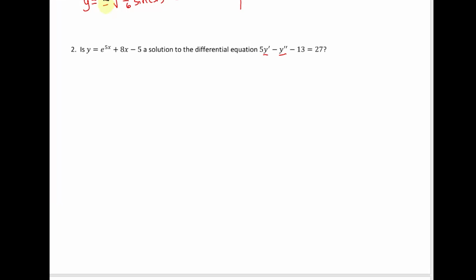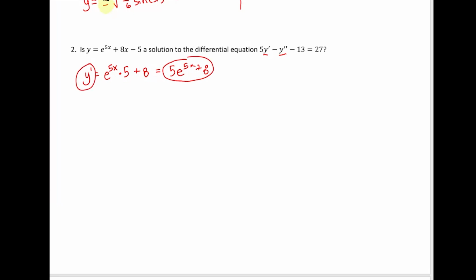So if y is e to the 5x plus 8x minus 5, y prime, the derivative of that, would be e to the 5x, and then using the chain rule, we'd multiply by 5, plus 8. I think it might be a little easier to look at if we put that coefficient out front and write it like this. So this is my y prime.